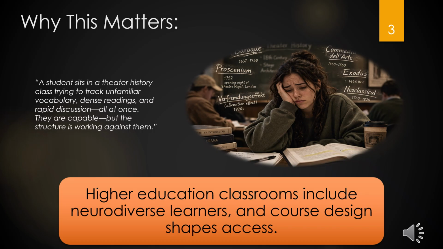Higher education classrooms already include neurodiverse learners, and the way we design our courses directly shapes how accessible that learning is. You see, theater history courses often rely on dense readings, lecture-heavy deliveries, fast-paced conversation, and formal academic writing. And none of these are inherently problematic. They are valuable, rigorous academic practices. But when they are the only ways students are able to engage, they can unintentionally create barriers for some learners.